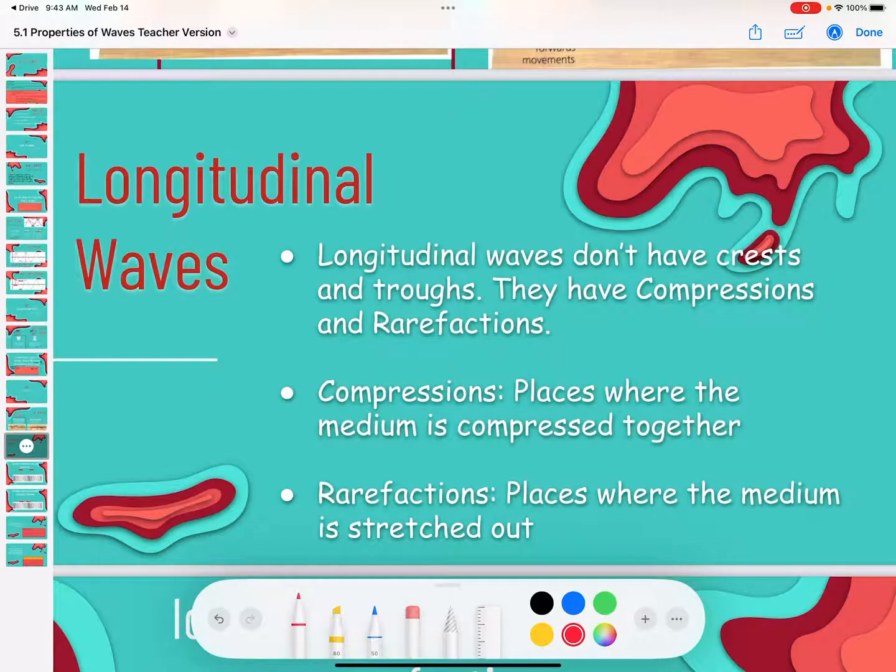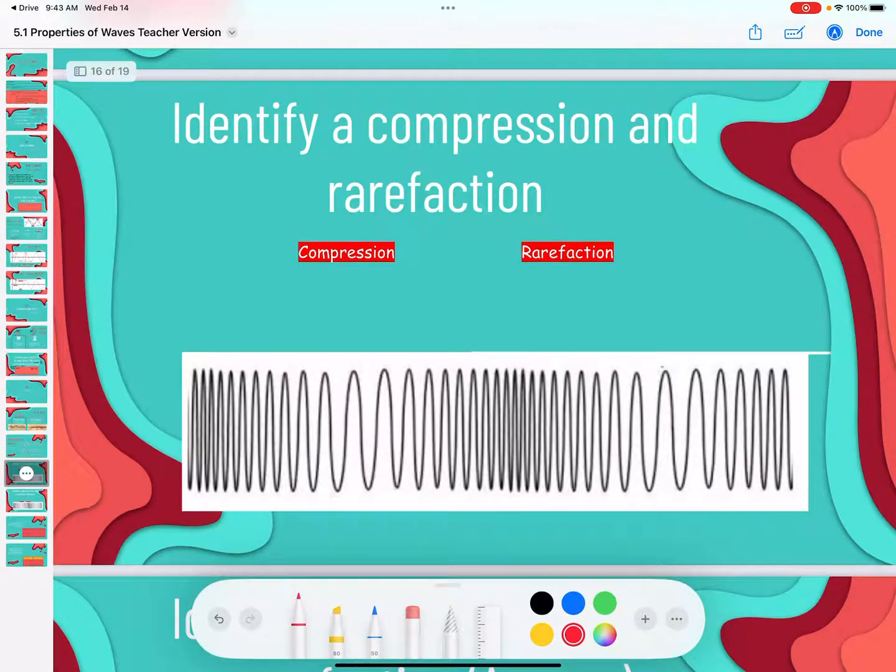If I was to give you an example of something like this, I could identify that I have a compression happening right here. In this section, you can see those waves are closer together. And right next to that, I've got a rarefaction right here, where things get a little bit more stretched out. That would be a good example of a compression and a rarefaction.